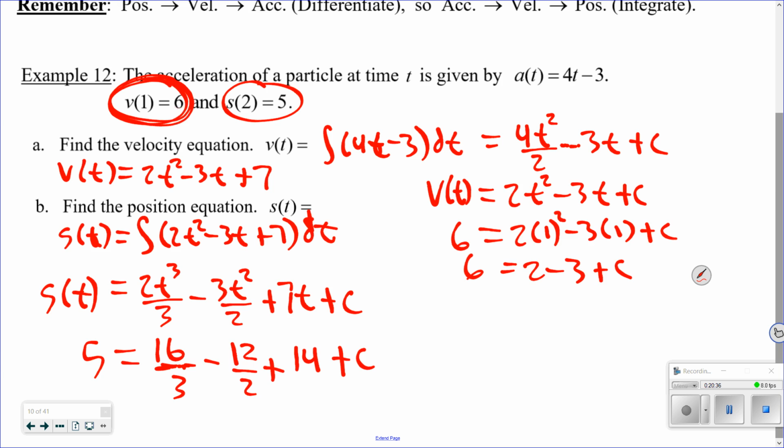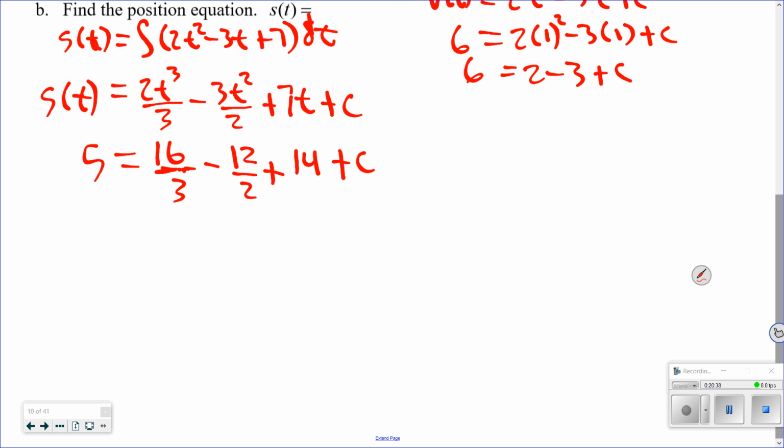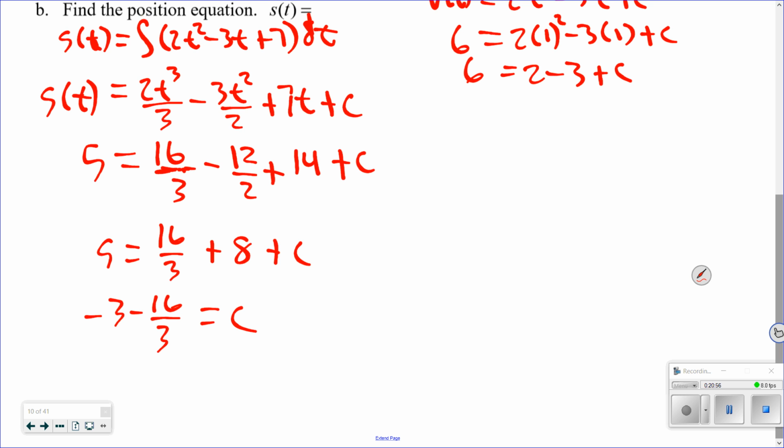So 12 divided by 2 is 6, so minus 6 plus that, so it'd be 5 equals 16 thirds, minus 6 plus 14 is 8, I believe. So we could subtract the 8 over, which is negative 3, minus the 16 thirds over. Okay, that's what c is equal to, and you could work that out and find it, or you can just plug that in right up here. You can leave it like that.